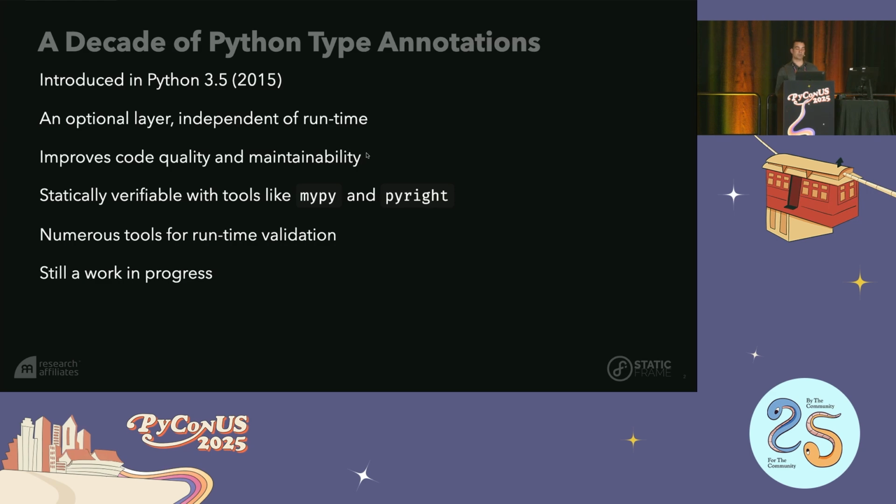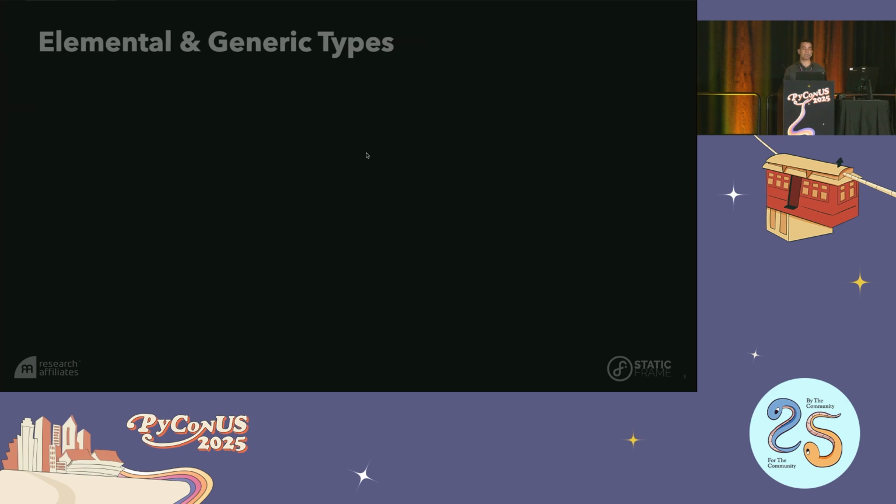I think many of us would agree that typing in Python is still a work in progress. TypeVarTuple and Unpack are an example of the continuing innovation we see in the typing tools available for Python. So let's start off by considering what are elemental and generic types.